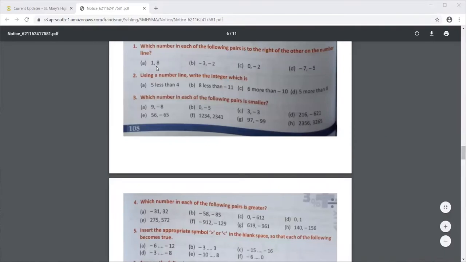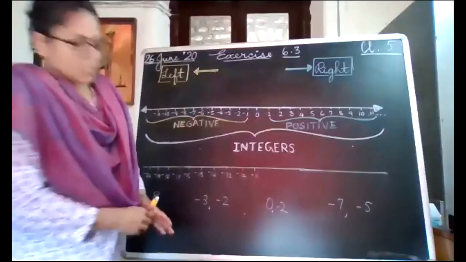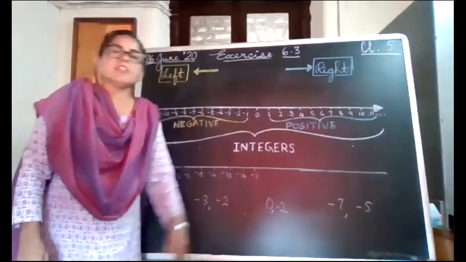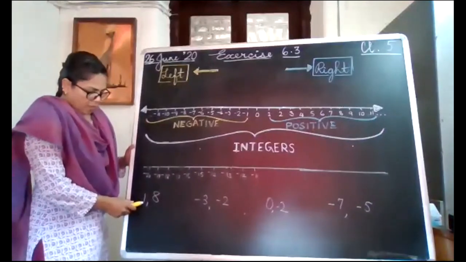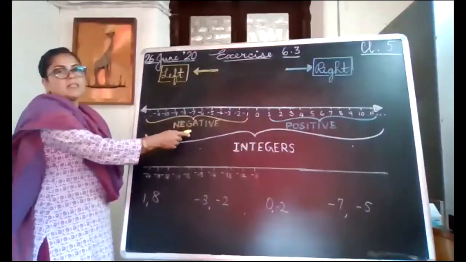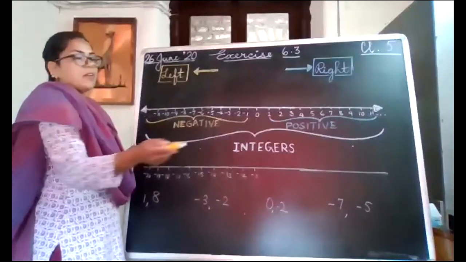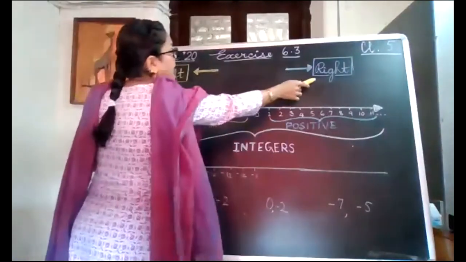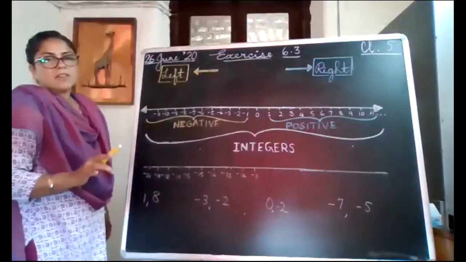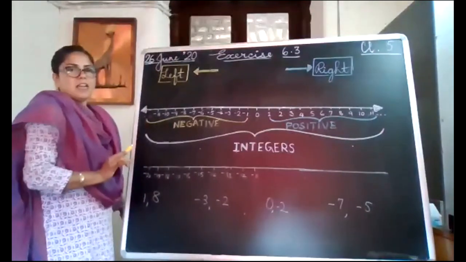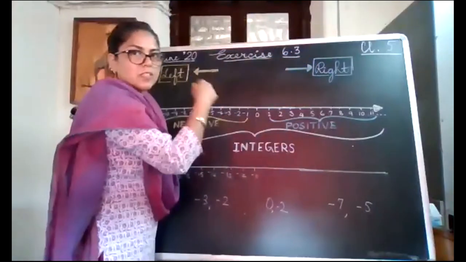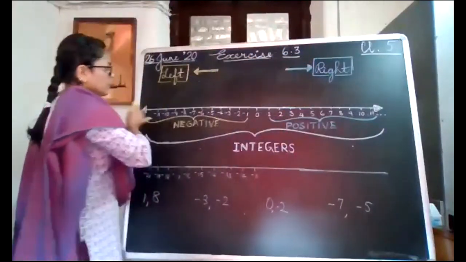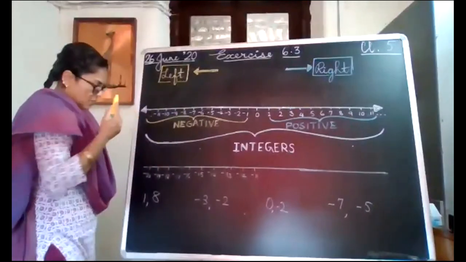So first pair is 1 and 8. So in these 4 pairs of numbers, we have to tell which number falls to the right of the other. So first one is 1 and 8. So let us look at the number line. Here for your convenience, I have written right and left. So you know exactly which is the right and which is the left. Okay. So as you keep moving that side means you are going towards the right. And if you keep moving this side means you are going towards the left.